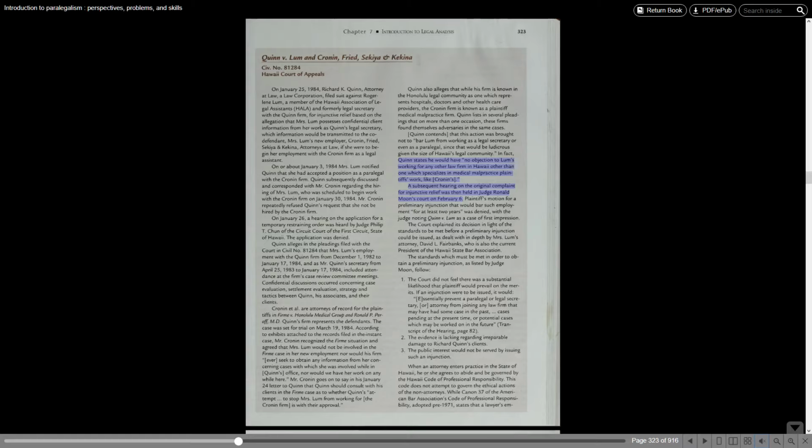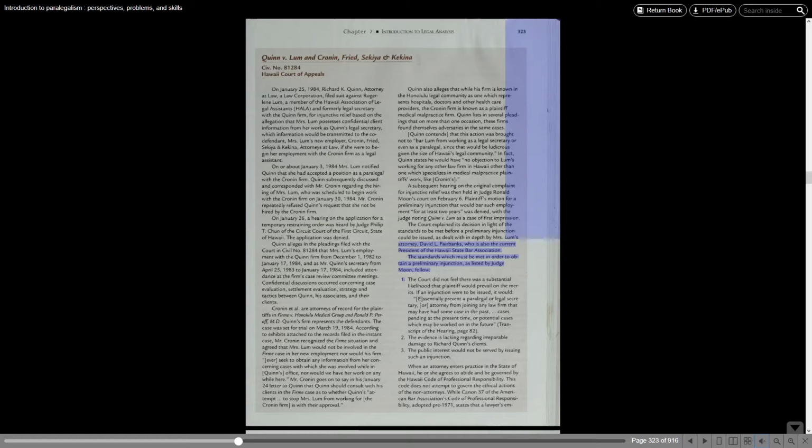A subsequent hearing on the original complaint for injunctive relief was then held in Judge Ronald Moon's court on February 6. Plaintiff's motion for a preliminary injunction that would bar such employment for at least 2 years was denied, with the judge noting Quinn v. Lum as a case of first impression. The court explained its decision in light of the standards to be met before a preliminary injunction could be issued, as dealt with in depth by Mrs. Lum's attorney, David L. Fairbanks, who is also the current president of the Hawaii State Bar Association.